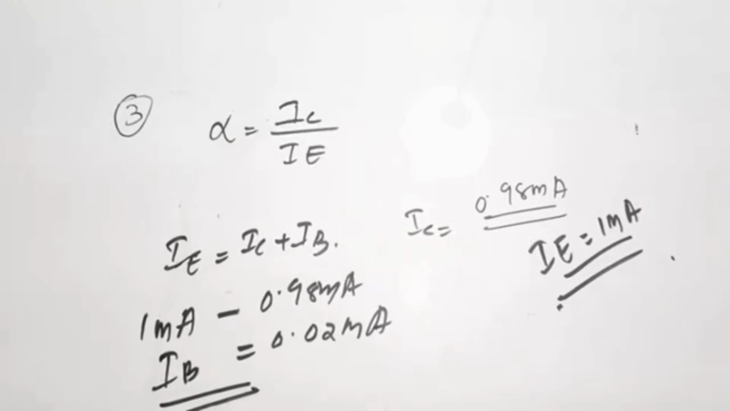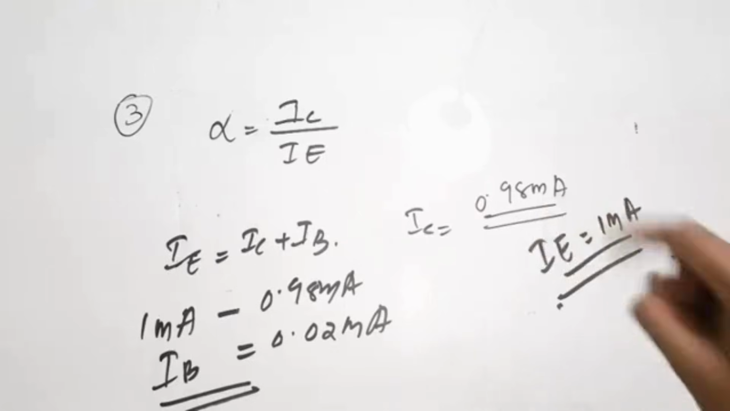So how to solve this question? Here the voltage and the resistance value of the collector resistance are given. There is a resistance on the collector terminal. The voltage across that resistance and the resistor value itself are given. So from that you can find the current through the collector. So we'll get the collector current.